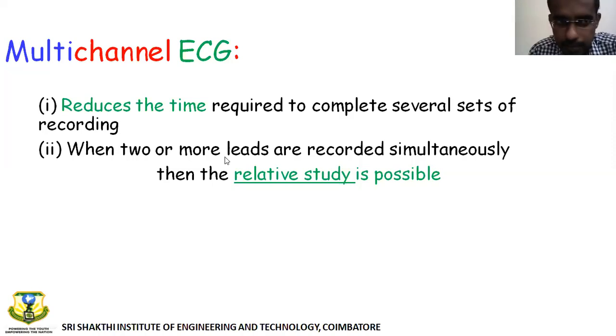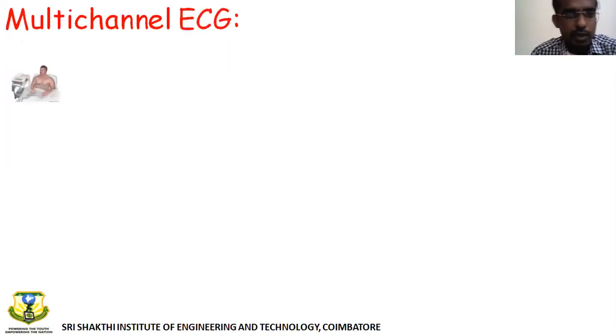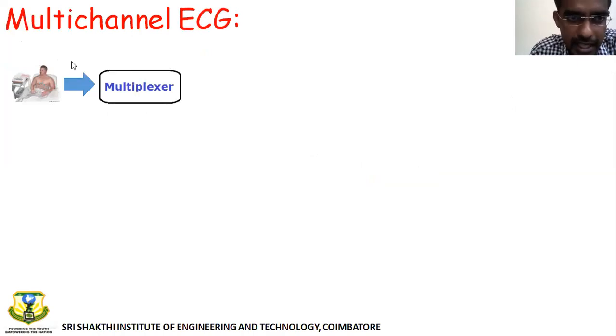So let's see how this multi-channel ECG is done. So as usual, there is a patient. From here, the leads or the electrodes are taken. Here, there is no lead selector. There is a multiplexer. So I think you would have studied what is multiplexer.